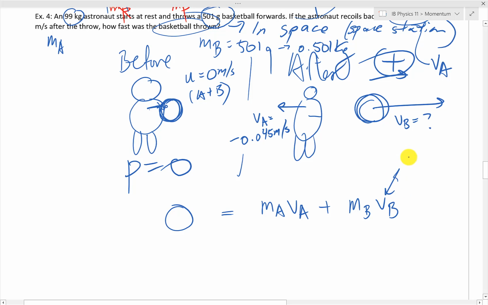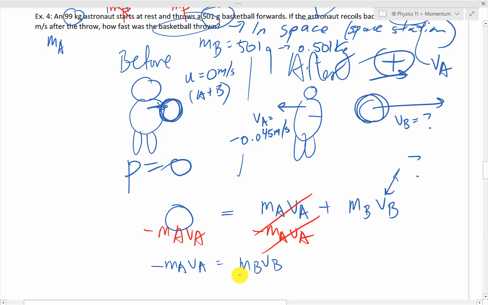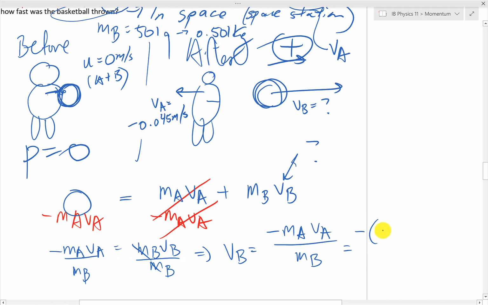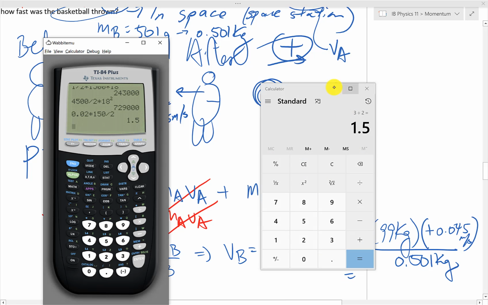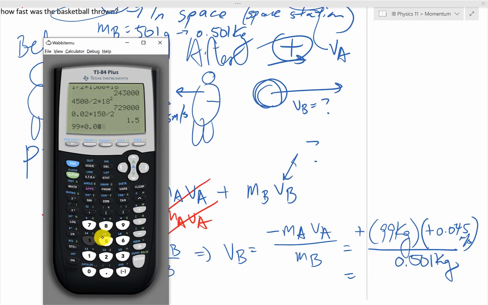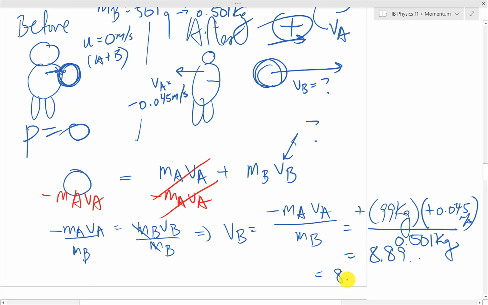Forward direction I'm going to label as the positive direction, and since both objects are not moving to begin with, the initial momentum is 0, which I wrote over there. To solve for the velocity of the basketball, I have to move the astronaut term to the other side, divide both sides by the mass of the basketball, and calculating it out, we get a total value of 8.89, which rounds to 8.9 meters per second, but in the forwards direction.